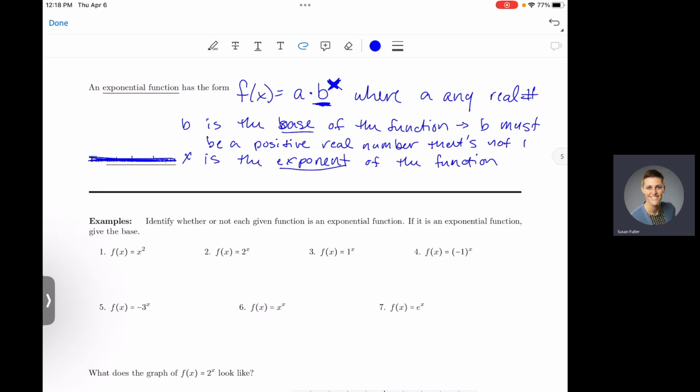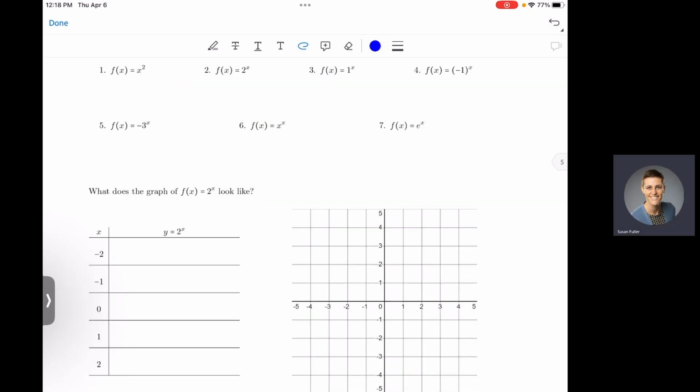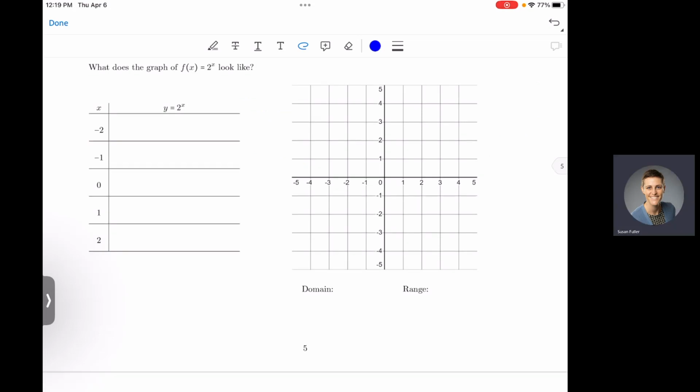And our goal today is going to be to graph these. So what if I wanted to graph f of x equals 2 to the x? This is an exponential function. My base is 2, and I have an x in the exponent. My variable is up there in the exponent. So in order to graph these, I picked some x values for you, and we're going to plug them in and see what y is.